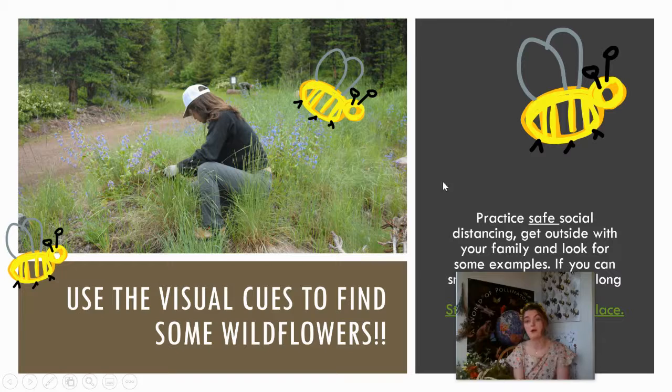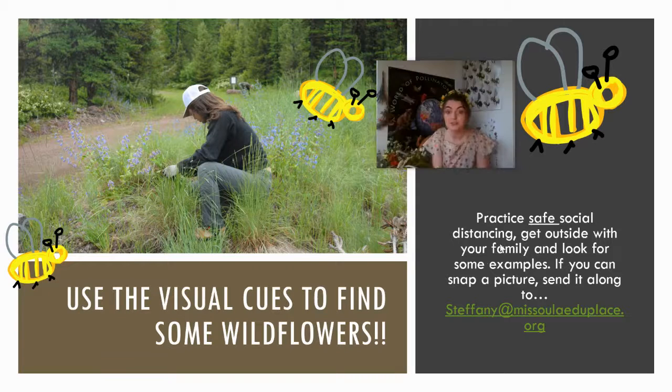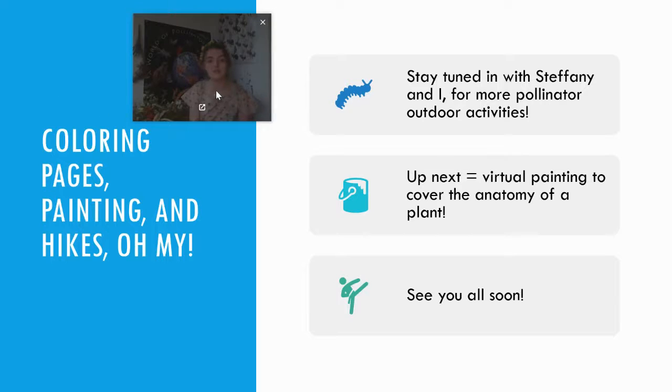And then what I want you to do finally is go around and find some visual cues that signify those pollinators in real life. Here's a picture of one of our technicians at Missoula County Weed District looking at some plants, and those blue flowers are kind of attractive to some bees. So what I want you to do is practice safe social distancing, get outside with your family, and look for some examples of that. And if you find pictures of pollinators or plants, we love them, so please send those to this email here, stephanie@missoulaeduplace.org.